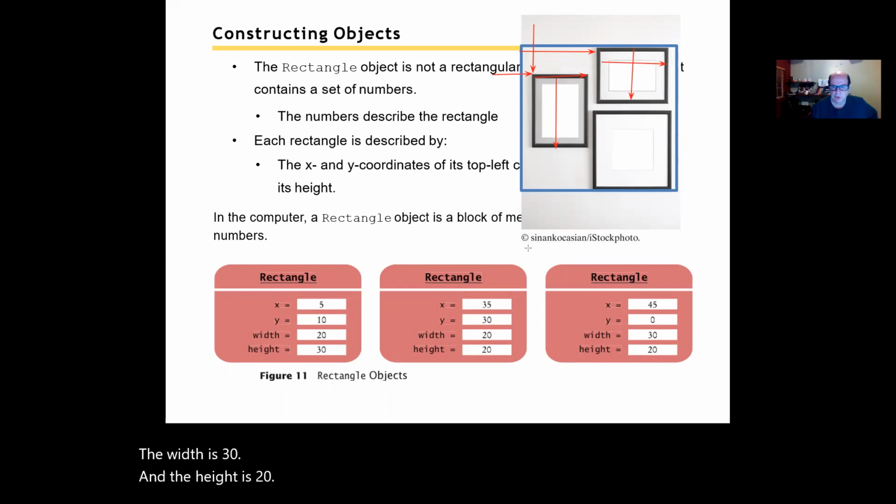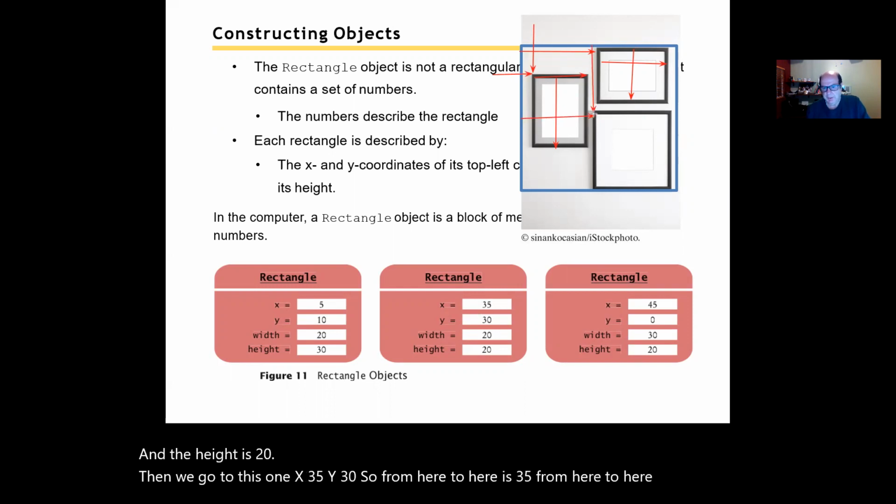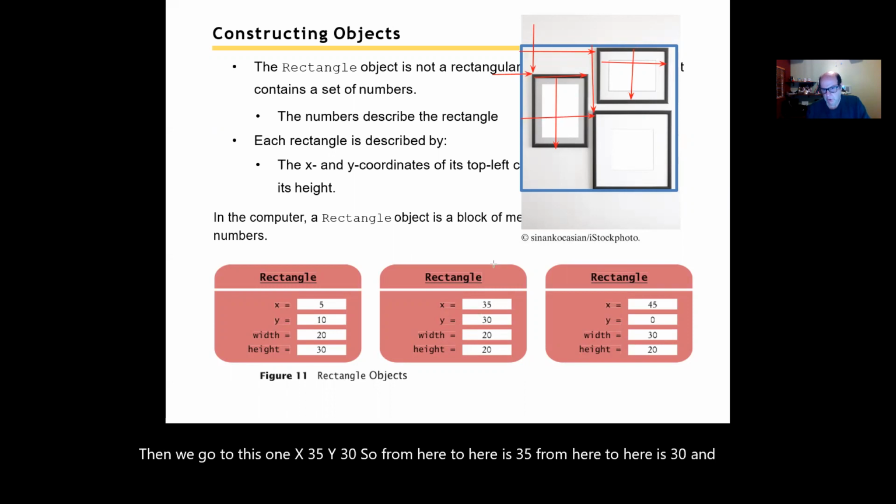Then we go to this one, X 35, Y 30. So from here to here is 35. From here to here is 30. And then 20 and 20. So that's the way we define it in our programs. The object is the existence of classes.